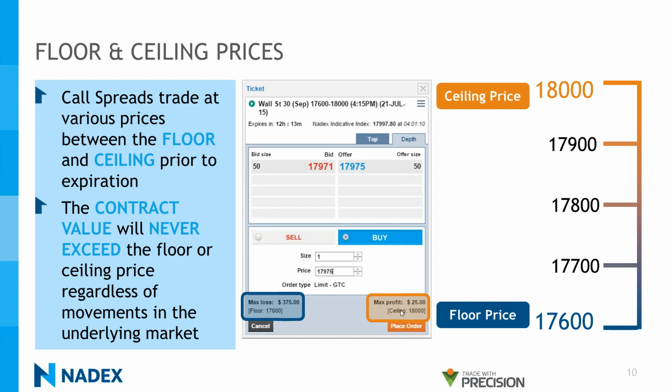So based on this contract structure, call spreads will trade at various prices between the floor and ceiling prior to expiration. Okay, however, the contract value of these call spreads is never going to exceed the floor or the ceiling price, regardless of the movement in the underlying market. So you can see the limited risk characteristics that are inherent in these contracts just based on that. Very similar to binary options, kind of do the same thing, just a little differently. Binaries would have a floor and a ceiling of 0 and 100, whereas these call spreads, the floor and ceiling is more representative of the underlying market price, as you see here.